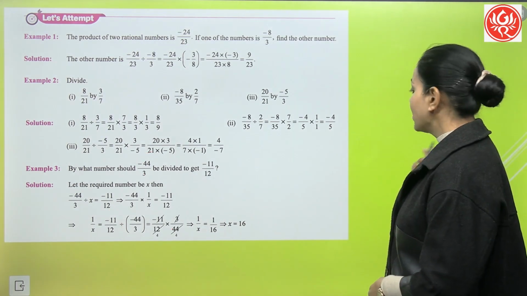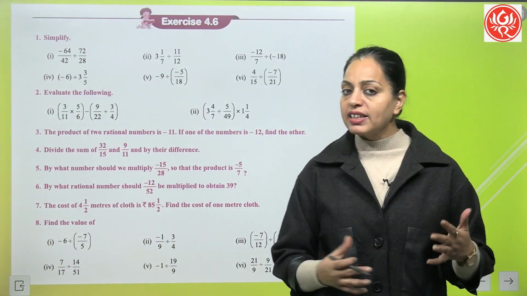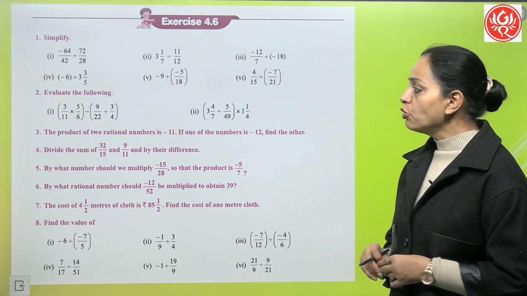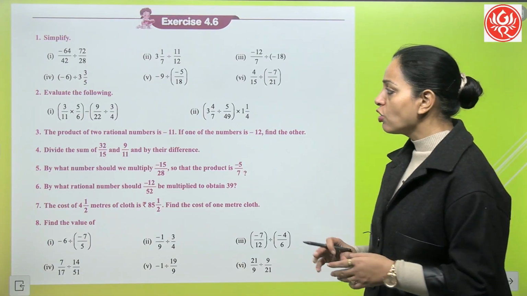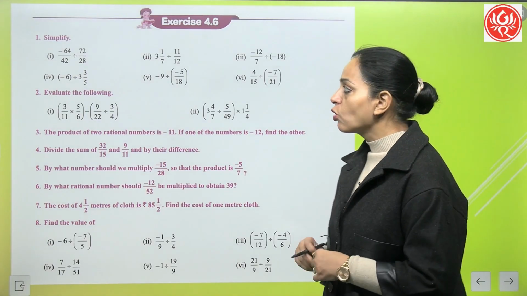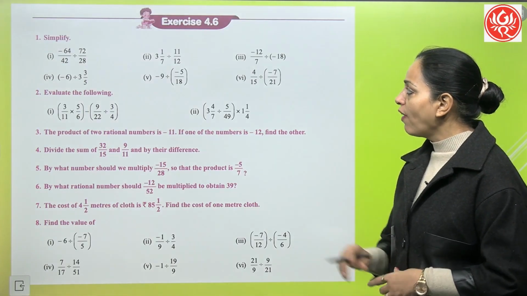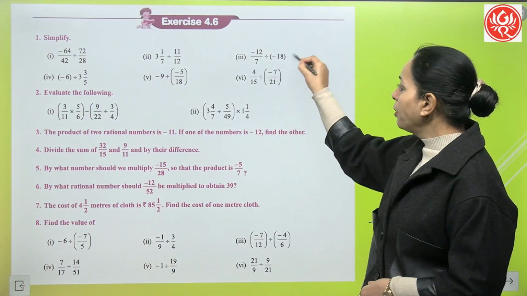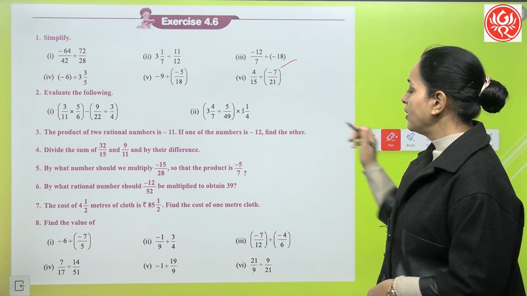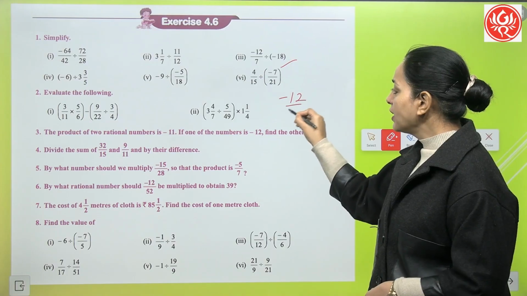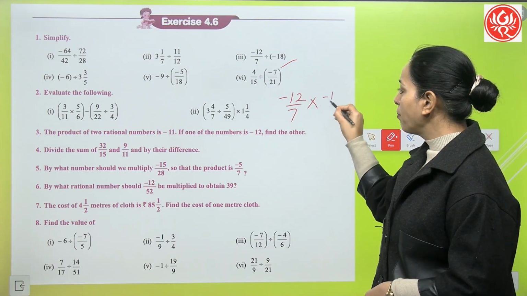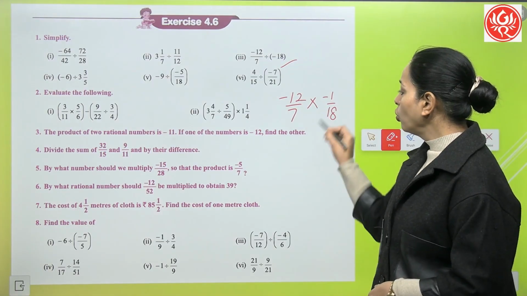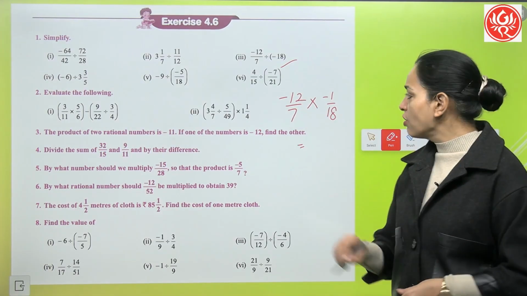So I hope this is clear to you. When you practice, the concept would be more clear to you. Now come to exercise 4.6 based on such type of examples. Question number 1, simplify third part, minus 12 upon 7 divided by minus 18. So how we can write? Minus 12 upon 7 multiply minus 1 upon 18, its reciprocal. Both are negative so the answer will be positive.